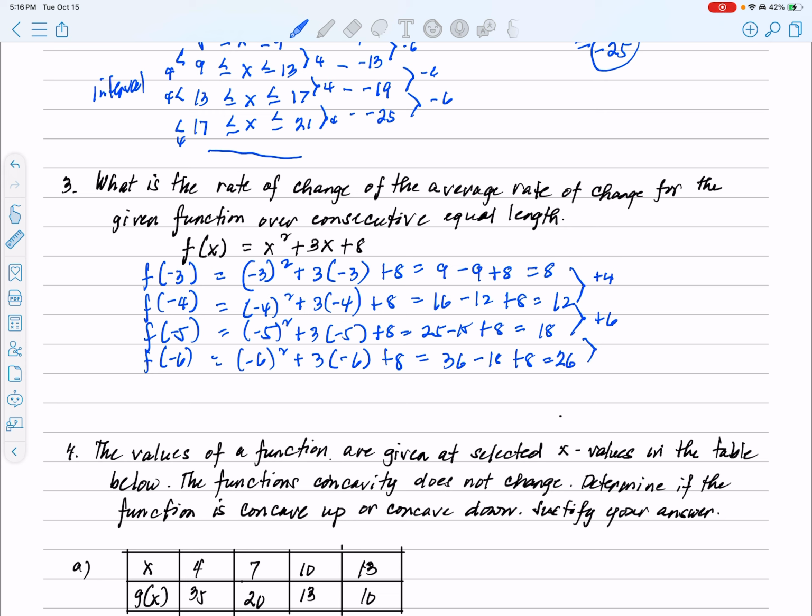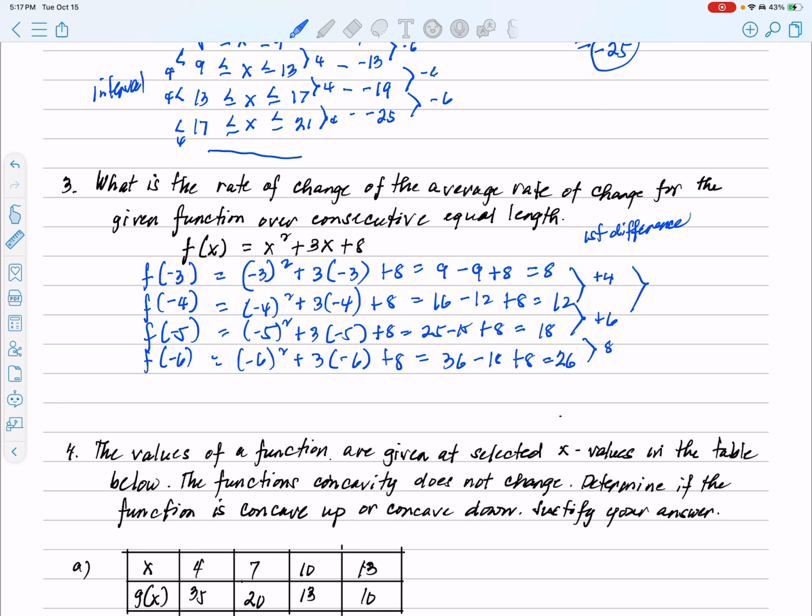18 to 26. How much do we have? We add 8. Right? That's the first interval. So we get the second interval. This is the first difference. It's non-constant. So we get the second difference.